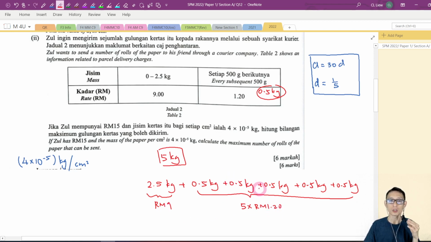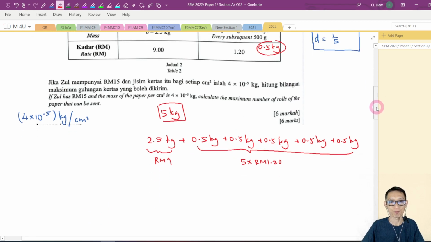But if you calculate this way, it actually takes time, right? Let's say you have 30 kilogram. So we need to write a lot of this. So we need to have a faster way to help us to get the total charges. So instead of calculating like this, we actually can calculate this way.